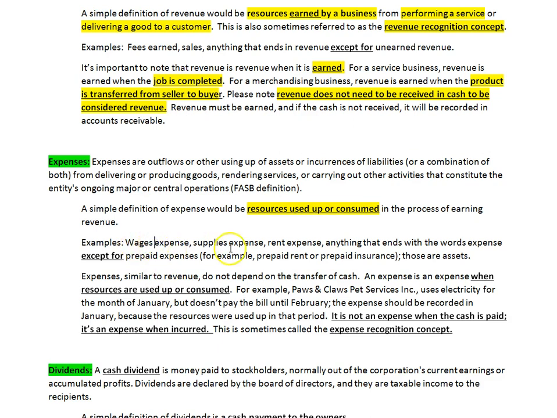Alright, examples: wages expense, supplies expense, anything that ends in the word expense, except for the one trap here, which is prepaid expenses. Remember, prepaid expenses are assets, like prepaid rent is an asset, prepaid insurance is an asset, supplies is an asset. They will become an expense over time, but they're not currently an expense because they have future value until we use them up.